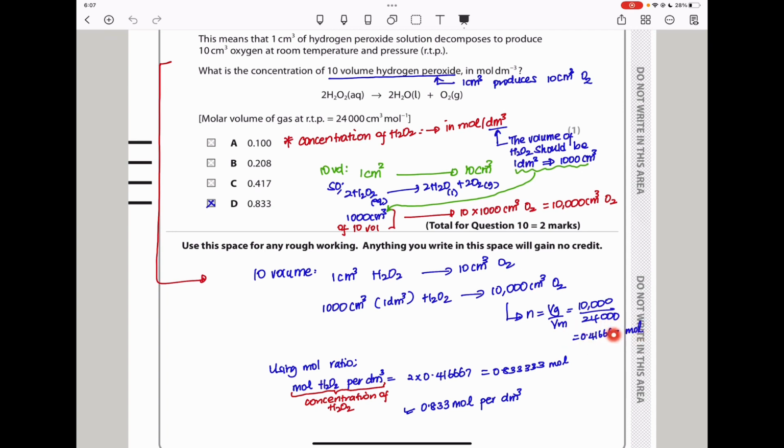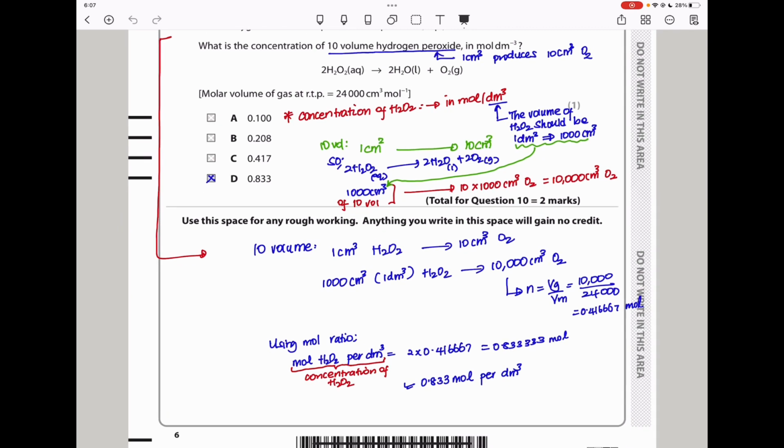Now, I know the number of moles of oxygen that should be produced from 1 decimeter cubed of hydrogen peroxide. Now, I'm going to use this number of moles and my equation to predict back the moles of hydrogen peroxide that could have been used. Remember, based on the equation, we have a ratio of 1 to 2. So it means the number of moles of hydrogen peroxide should be twice the number of moles of oxygen produced. That is why you say this. 2 times that creates 0.833333 moles, and therefore 1 decimeter cubed of hydrogen peroxide contains 0.83333 mole. So the concentration is 0.8333 mole per decimeter cubed.